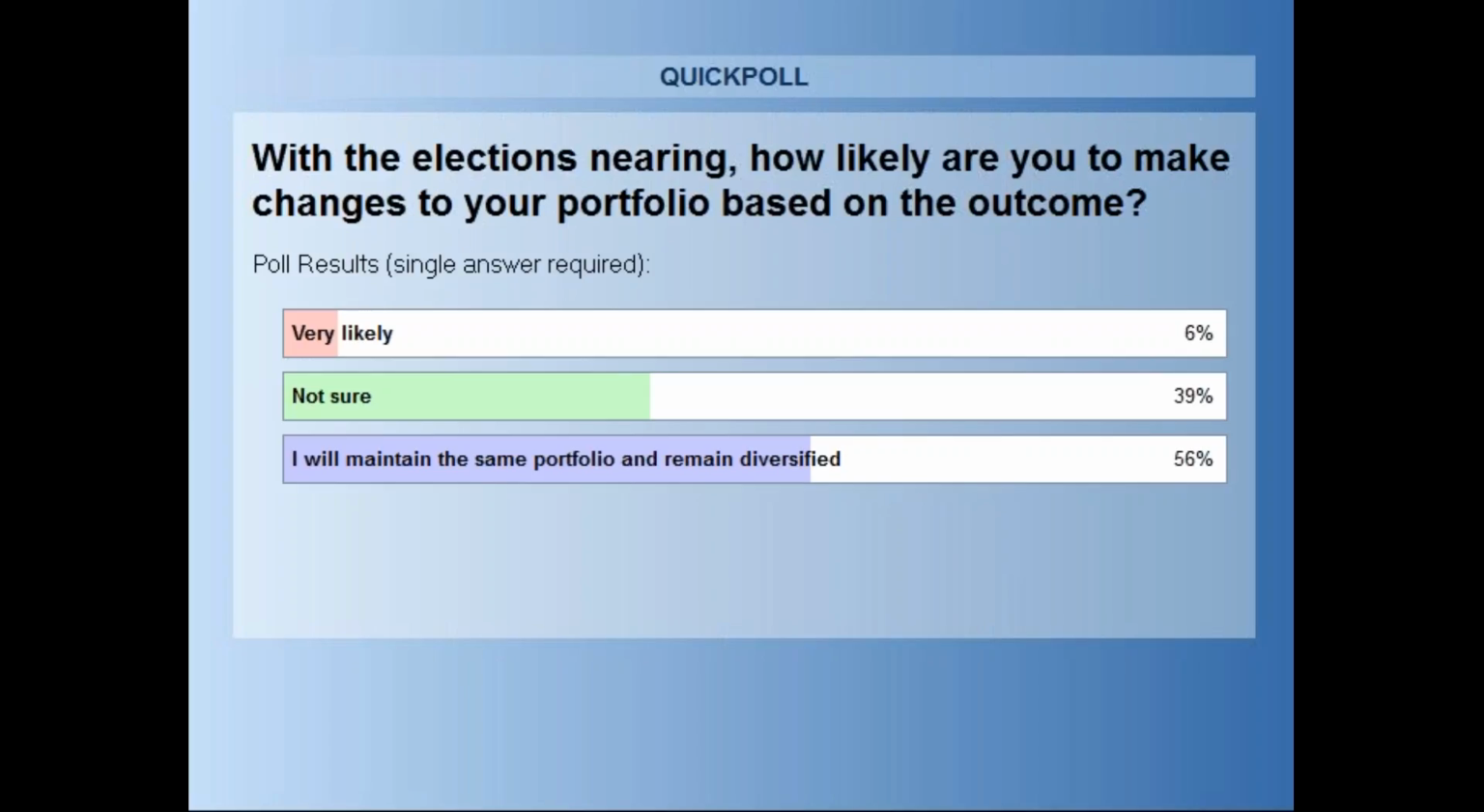39% not sure, totally understandable. And then 56%, I'll maintain same portfolio and remain diversified. Okay, that's probably what our base case assumption or what we would actually implement. But let's talk about why that is.